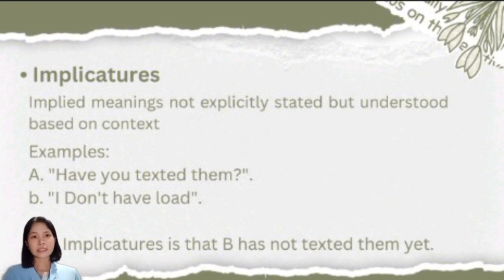Person A asks person B, "Have you already texted them?" Person B replied, "I don't have load." So the implicature there is "I don't have load," which means that person B has still not texted them. So it is the hidden meaning, or implied, in an utterance conveyed beyond its proposition.